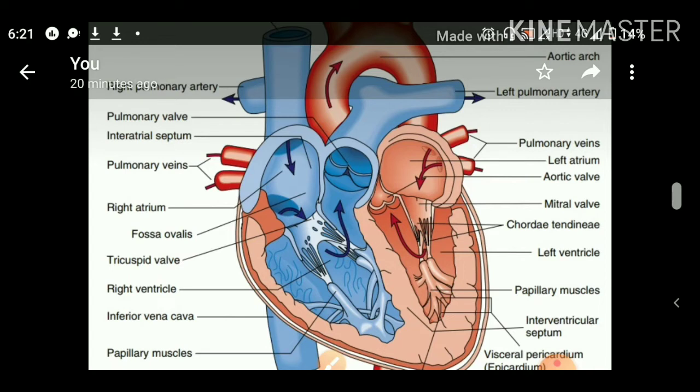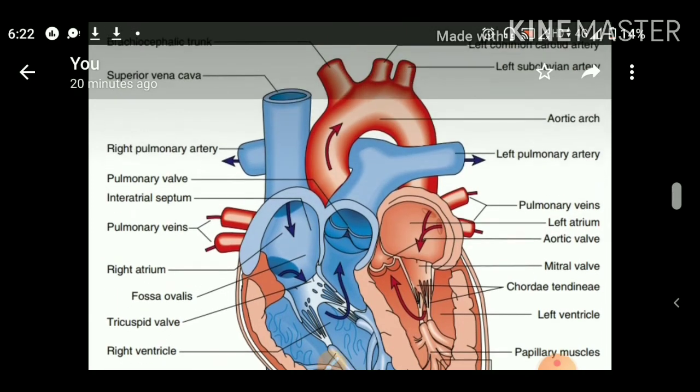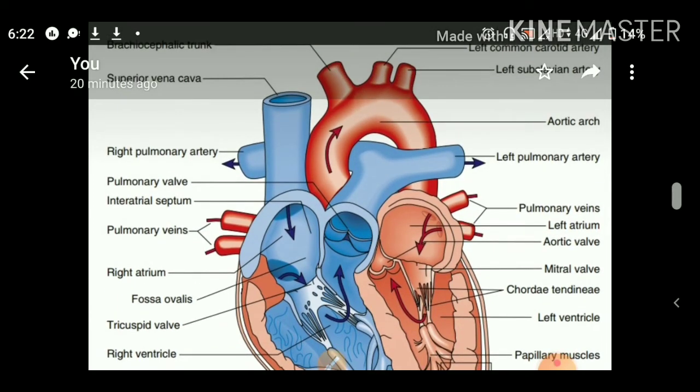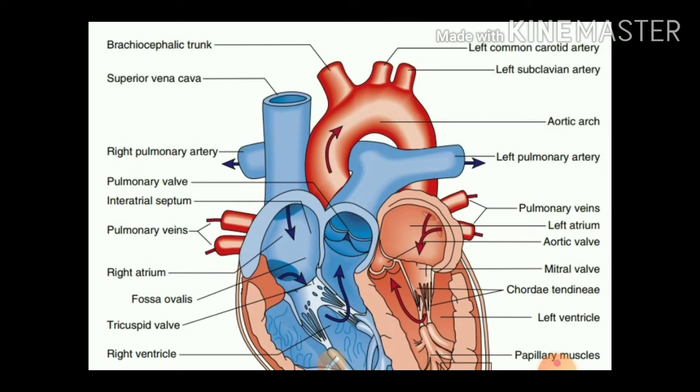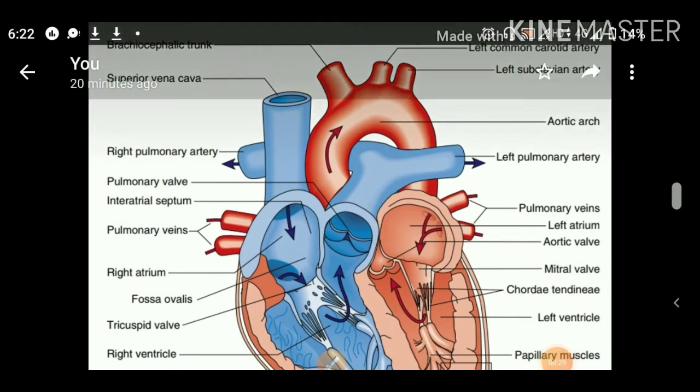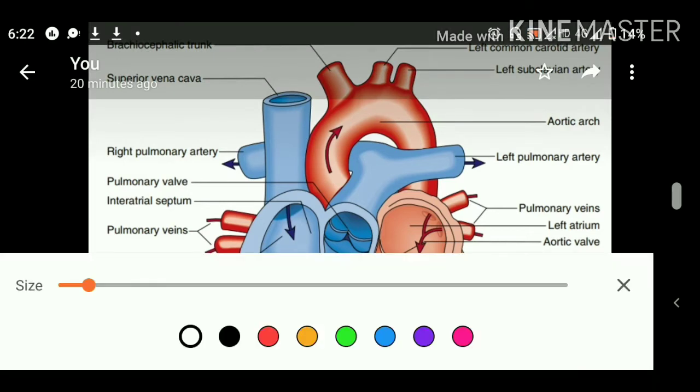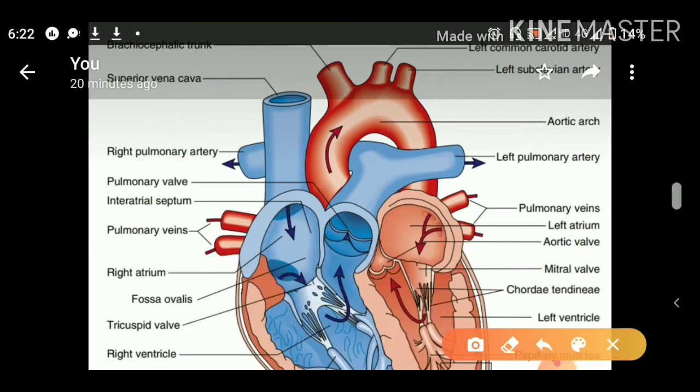Now this is the proper diagram. Look at this diagram. Draw this diagram and explain whatever the labelings are there. So let's move with each labeling. There are few labelings which you are not supposed to do. First labeling is superior vena cava. This you have to do.